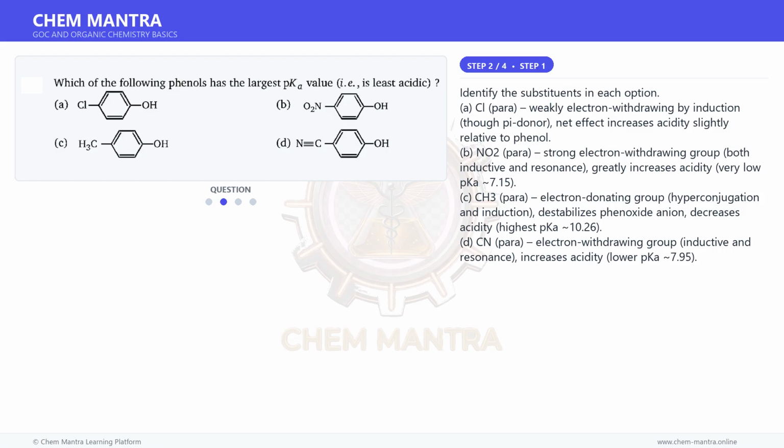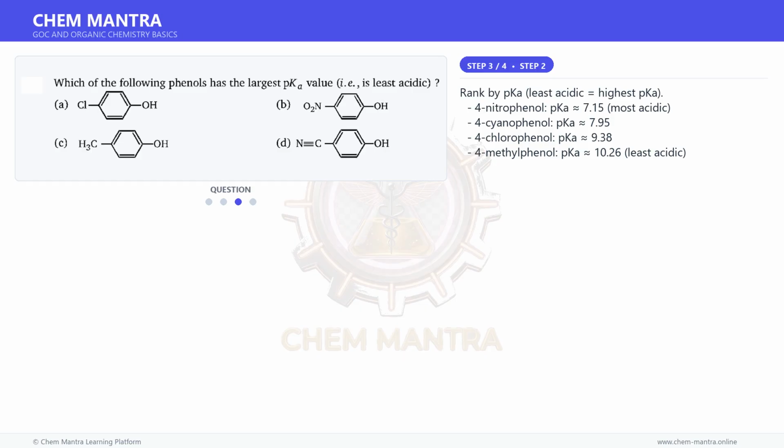C. CH3, para, electron donating group, hyperconjugation and induction, destabilizes the phenoxide anion, decreases acidity, highest pKa of about 10.26. D. CN, para, electron withdrawing group, inductive and resonance, increases acidity, lower pKa of about 7.95. Moving on to the next step.